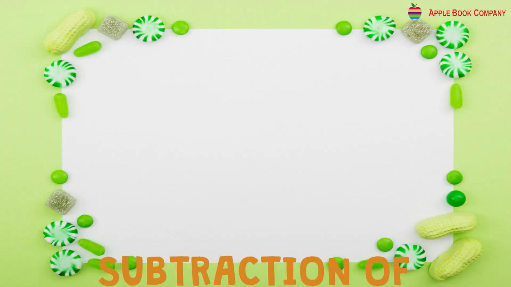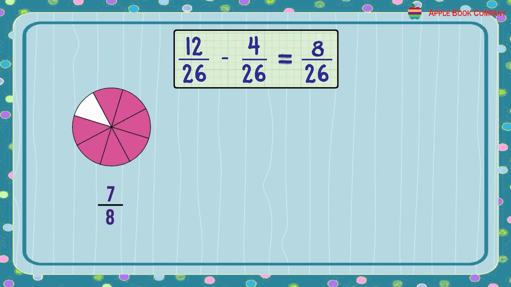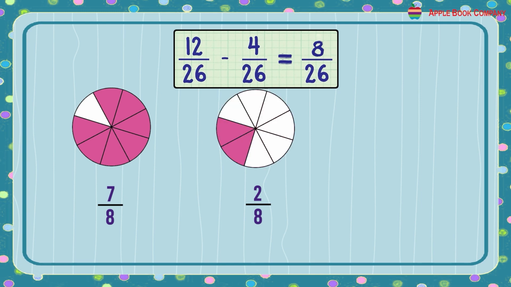Let's also see subtraction of like fractions. To subtract like fractions, subtract the numerators. The denominator stays the same. Similarly, represent 7 by 8 in the form of a circle. To represent 2 by 8, draw another circle.